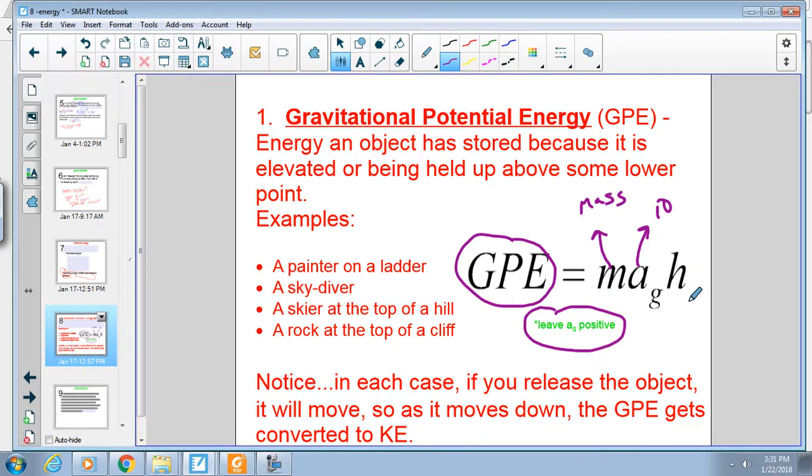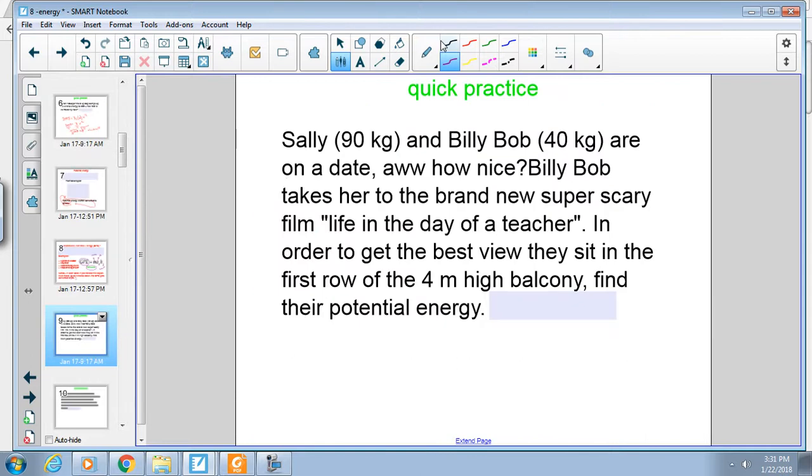All right, and then h stands for our height. In each one of these cases, the object should eventually fall, thus turning its potential energy back into kinetic energy. All right, so let's give a problem here.